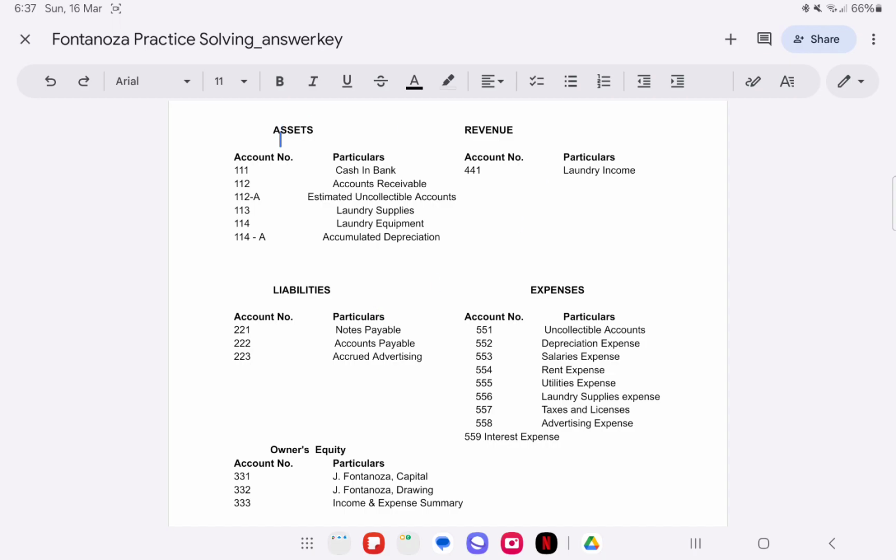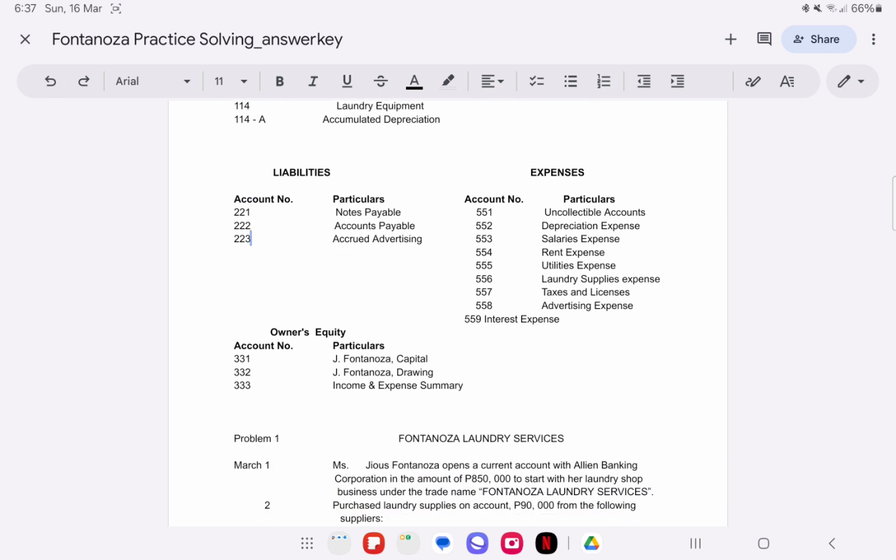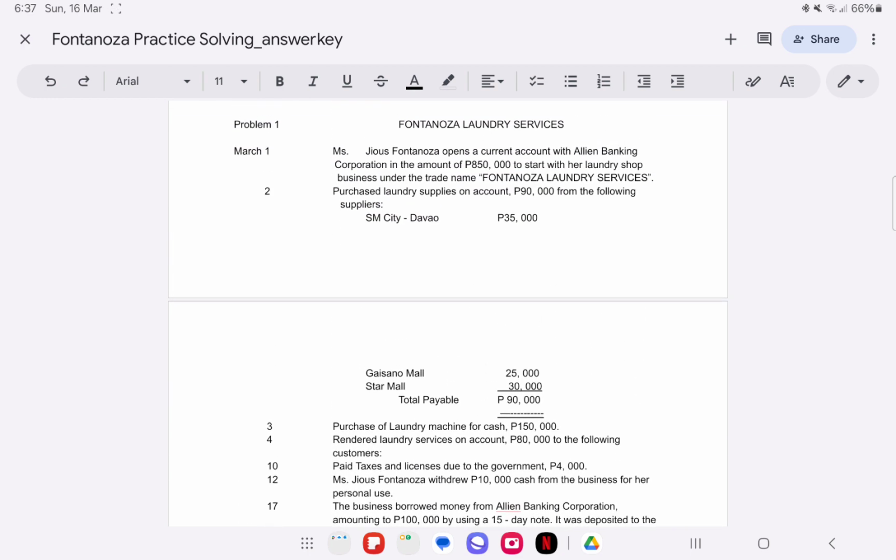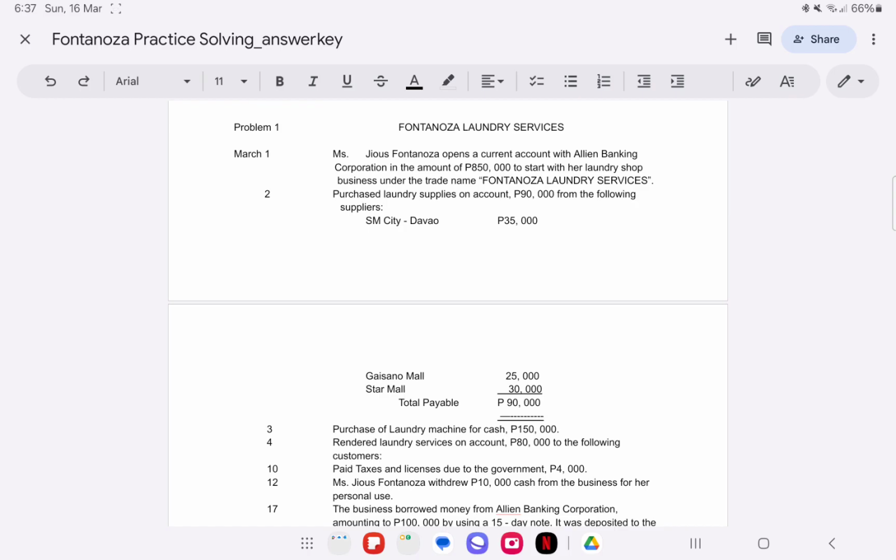So do you think there's a laundry machine here? So where does the machine belong? So a machine belongs to equipment. So under laundry equipment, 114 is the account number. Okay, so then your value parted with. Okay, so cash? So if you receive a laundry machine, of course you will be giving cash to the supplier. So your value parted with is cash under assets.